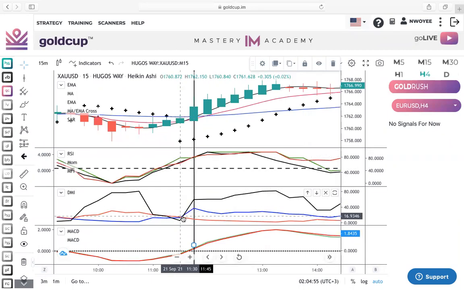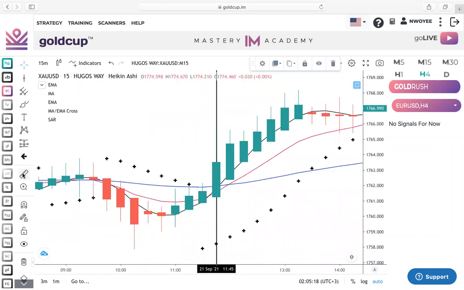The blue crossed the red and is on top of the red. And the momentum is at 60 right now, so you would have entered this at the opening of the candle. Another beautiful confirmation. And now the MACD literally just crossed and is going up. Goldcup.